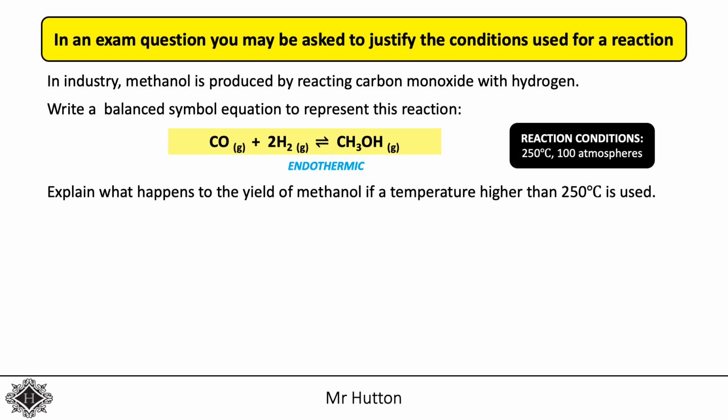Right, the reaction conditions are there. So it's 250 degrees Celsius this happens at, and 100 atmospheres. And it's showing that the backward reaction is endothermic. So explain what happens to the yield of methanol if a temperature higher than 250 degrees Celsius is used.